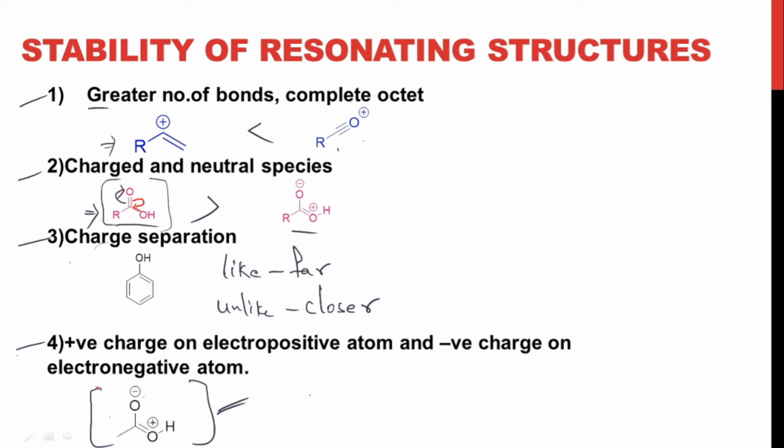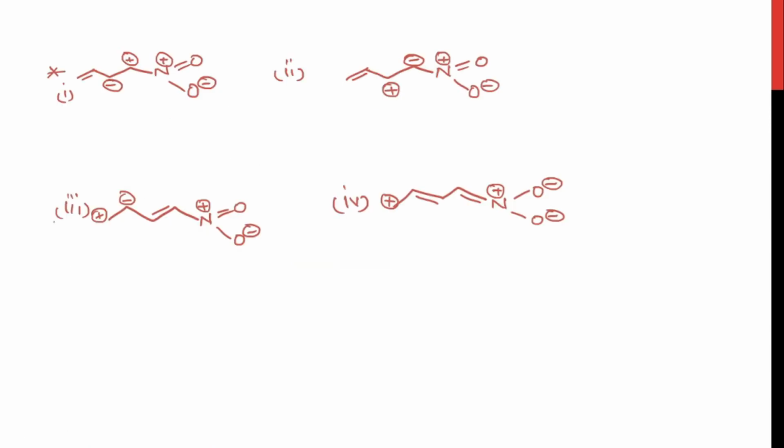Fine. Now these are the 4 rules and this is all about resonance. We'll do one more example, the last example, before getting into the mesomeric effect.